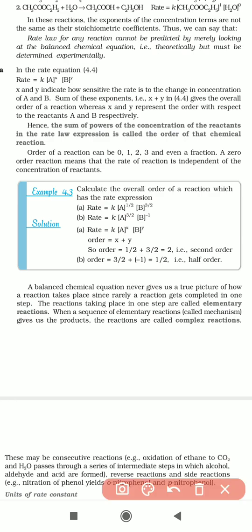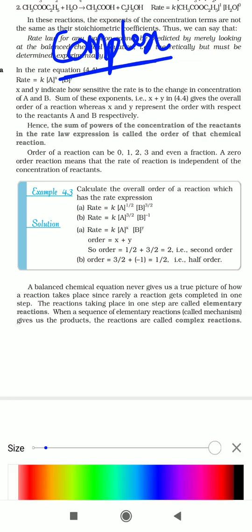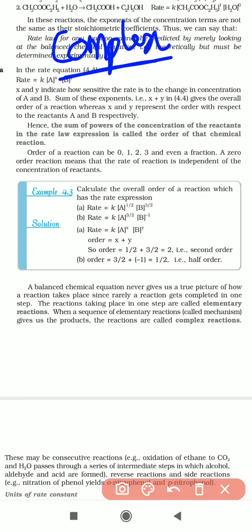Next, coming to complex reactions. What is meant by complex reactions? Complex reactions are reactions that involve many steps. When many steps are involved in a reaction, that reaction is called a complex reaction.